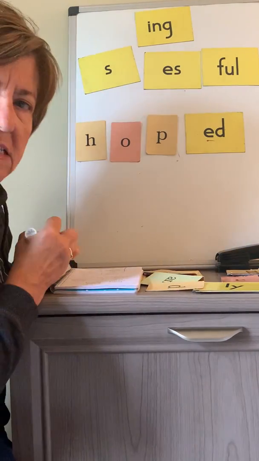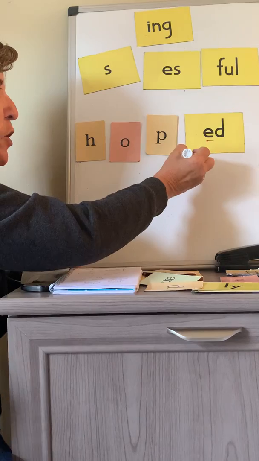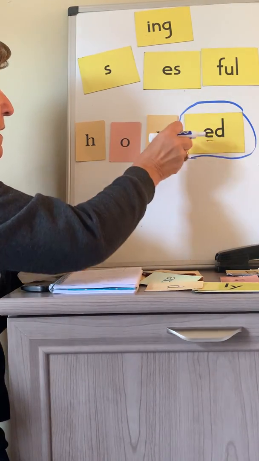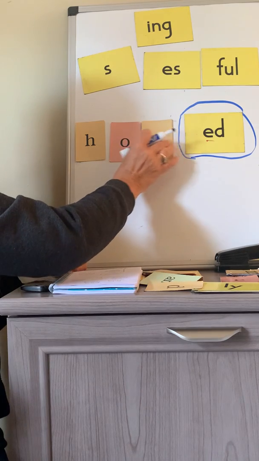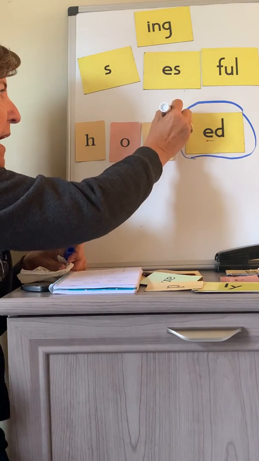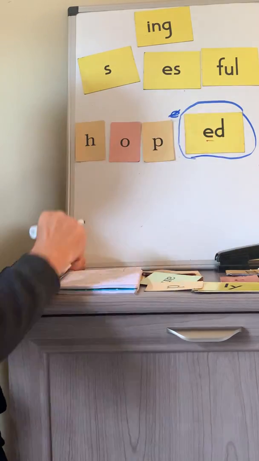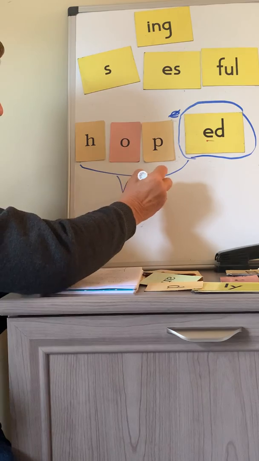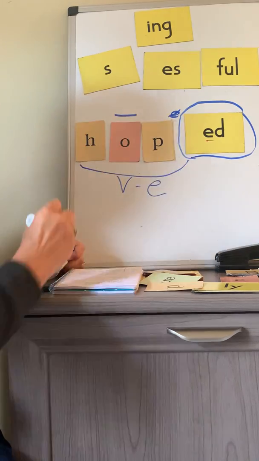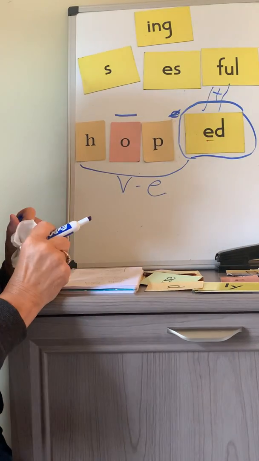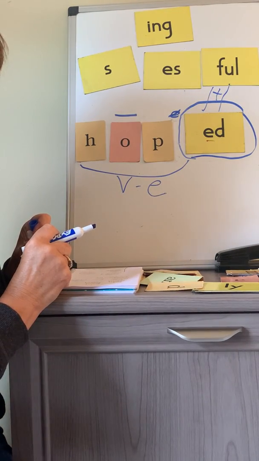When I mark this base word, I'm going to put the ED in the black hole. This isn't hope, this is hop. So to make it hope, I'm going to put that little silent E back on, and then I can mark it vowel, consonant, E. Oh, I mustn't forget, the ED sounds like a T that time, hoped.